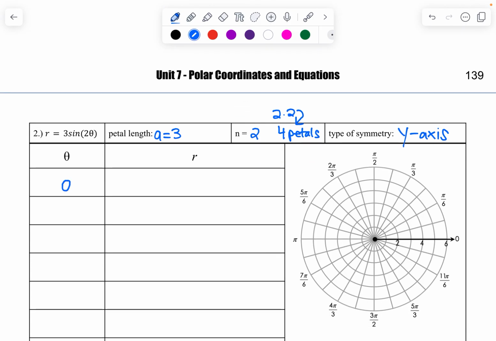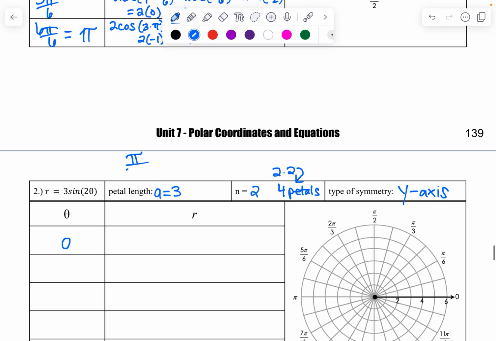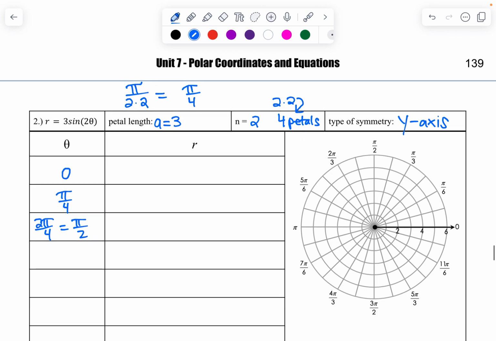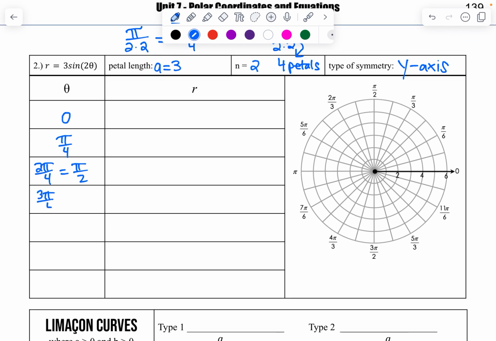So again, we always start at 0, and we're always taking pi divided by 2 times n, which in this case was 2. So pi fourths is what we're going to count by this time. So 0, pi fourths, 2 pi over 4, which reduces to pi over 2, 3 pi over 4, 4 pi over 4, which reduces to just pi, 5 pi over 4, and 6 pi over 4, which reduces to 3 pi over 2. And that should be enough to get us the pattern to understand what's going on to sketch in this graph.